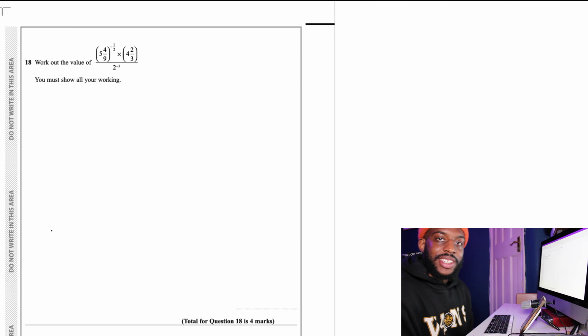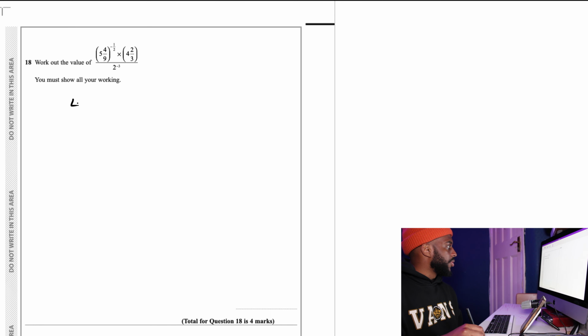We have an indice question to look at now. You can see the question, we just need to work out the value of what we've been given. I'm going to change the fractions in the brackets to improper fractions. So 5 times 9, 45, plus the 4, 49 over 9. Put that in brackets, and it's to the power of minus a half, times by 14 over 3.